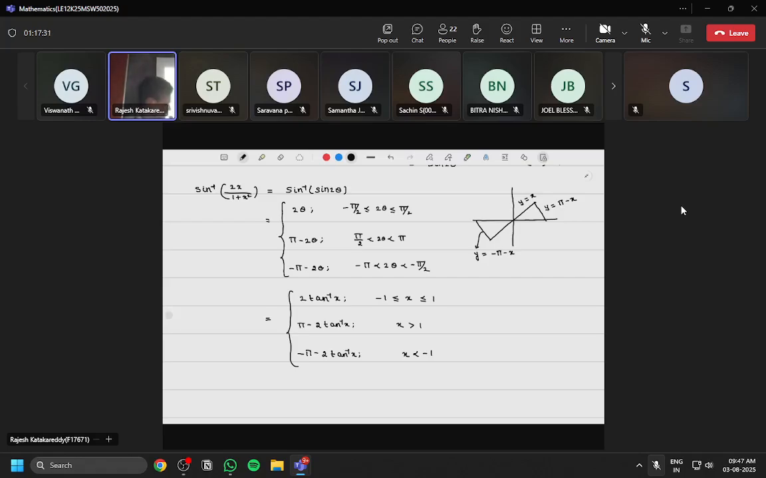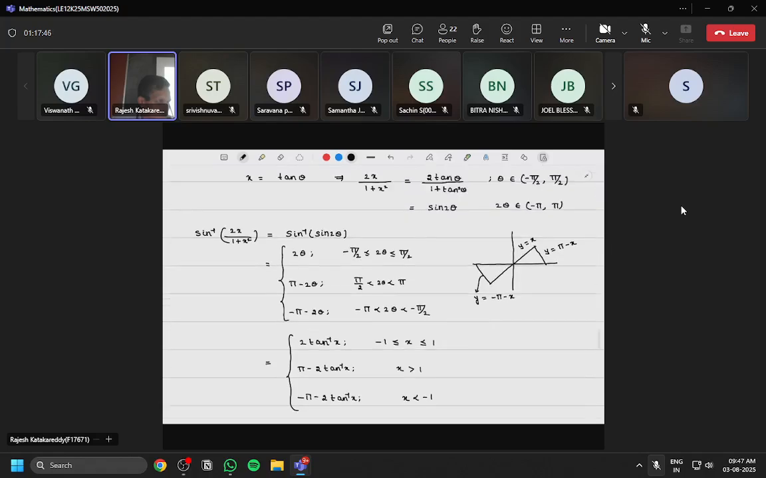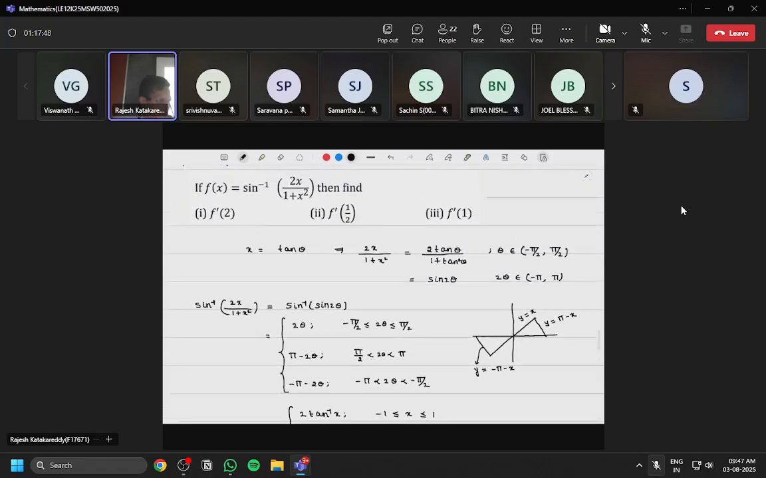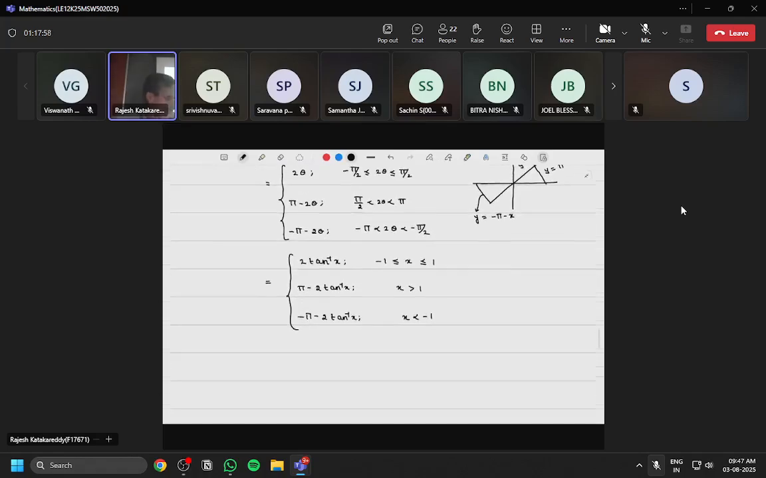Now I can check it is clearly continuous. There is no point of discontinuity here. If you want to check the left hand limit and right hand limit at 1 and minus 1, that will be equal to the function value as well. There is no doubt in that. Why no doubt? Sin inverse is a continuous function. 2x by 1 plus x square is also a continuous function. Composition of two continuous functions will be a continuous function. Now, if you want, you can verify that.